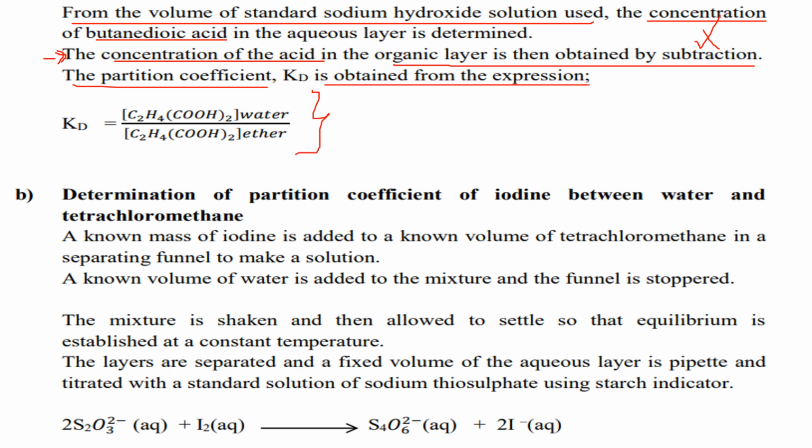And we are saying that Kd, which stands for partition coefficient, is going to be equal to the ratio of the molar concentration of butanoic acid as dissolved in water to the molar concentration of butanoic acid as dissolved in ether.